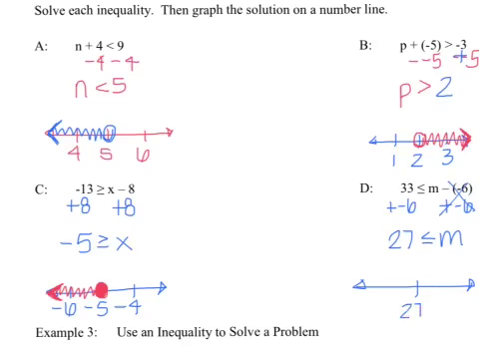27 goes in the middle, so then we have a 28 over here and a 26 over here. We have a closed circle because we've got the equal to. And this says that 27 is less than or equal to m. So that means m is greater than or equal to 27. So we want to shade everything greater than 27.